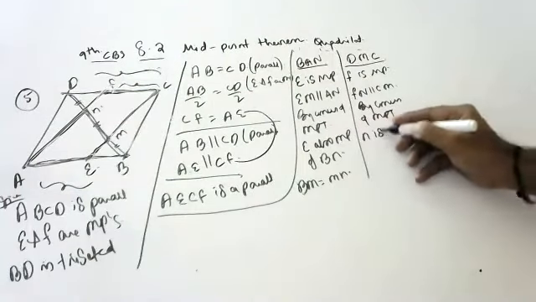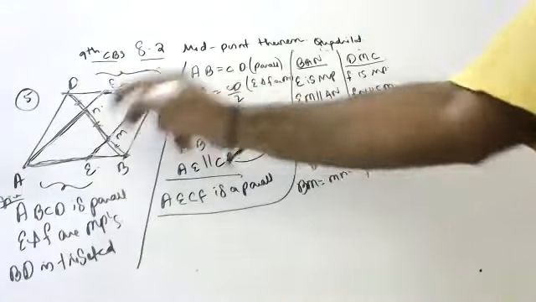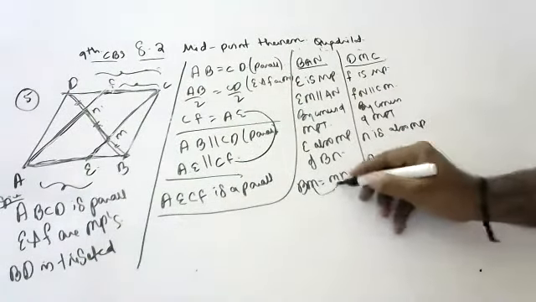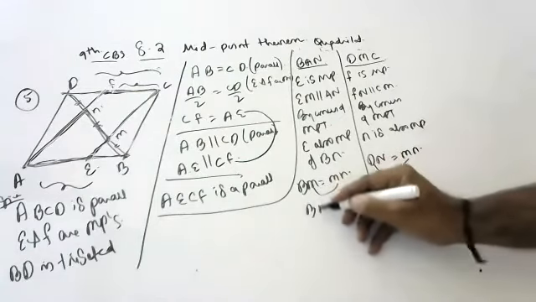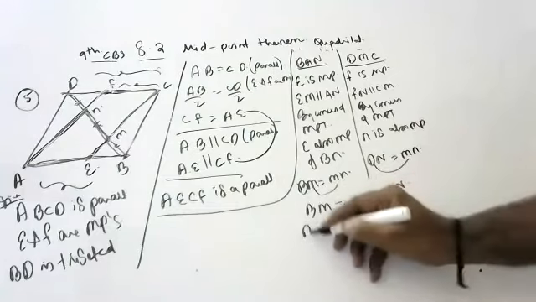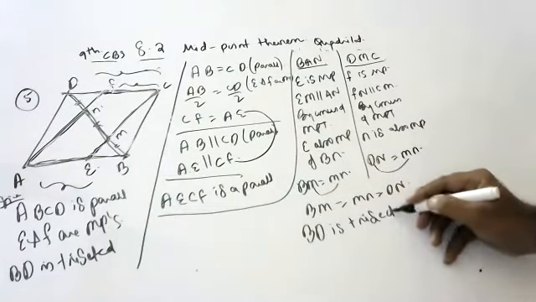N is also a midpoint. N is the midpoint, which means DN is equal to NM. So DM is equal to MN is equal to DN. That means BD is trisected, divided into 3 equal parts.